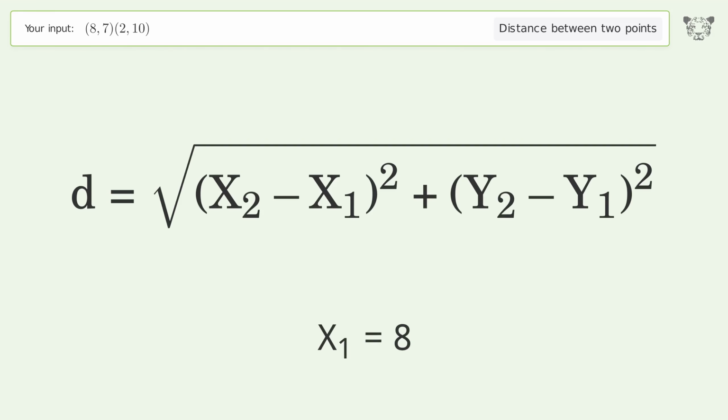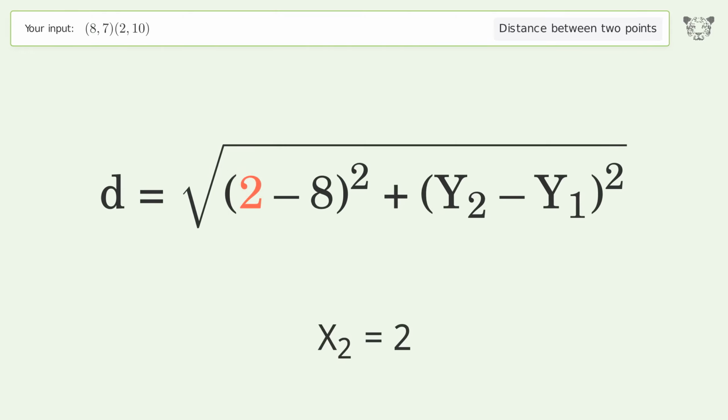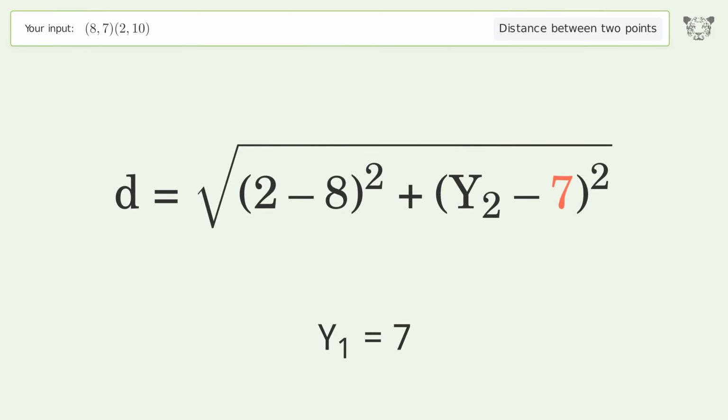x1 equals 8. x2 equals 2. y1 equals 7. y2 equals 10.